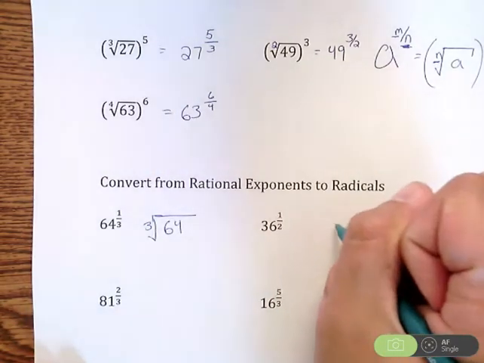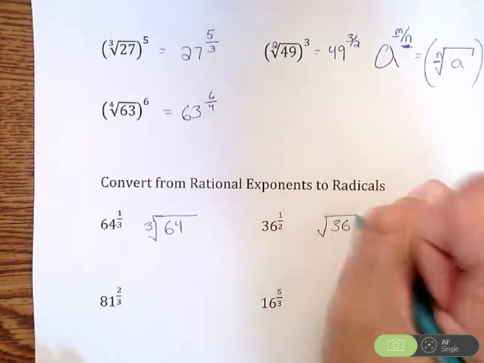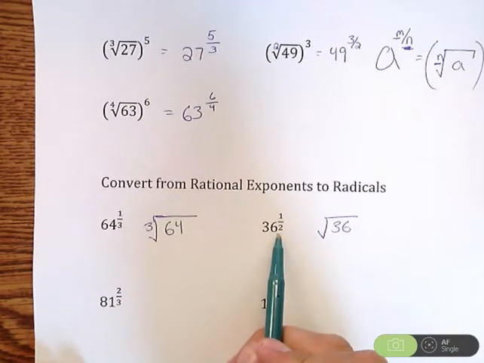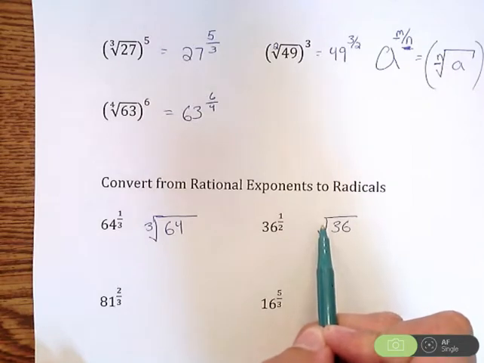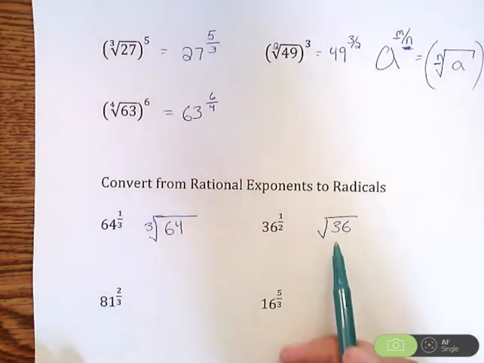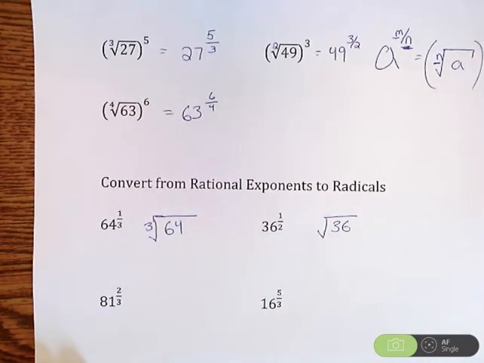Next one, inside our root is our base, which is 36. This is 1/2 power, so what we'd do is we would put a 2 here, but to be a little bit more mathematically precise, we don't write the 2 there. We leave it blank, and that is the square root of 36.